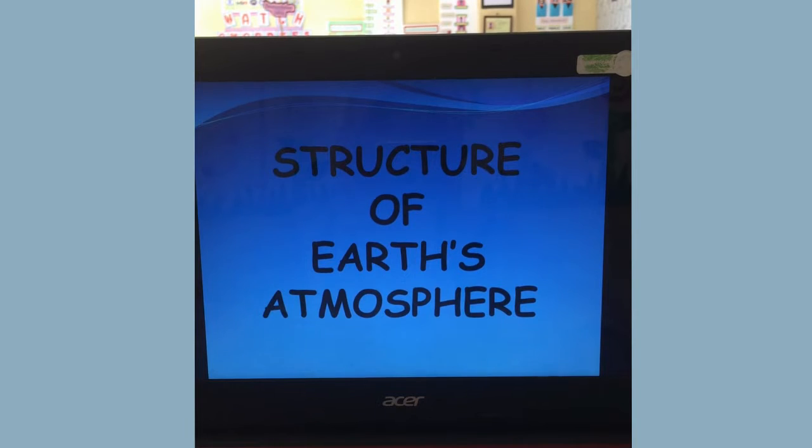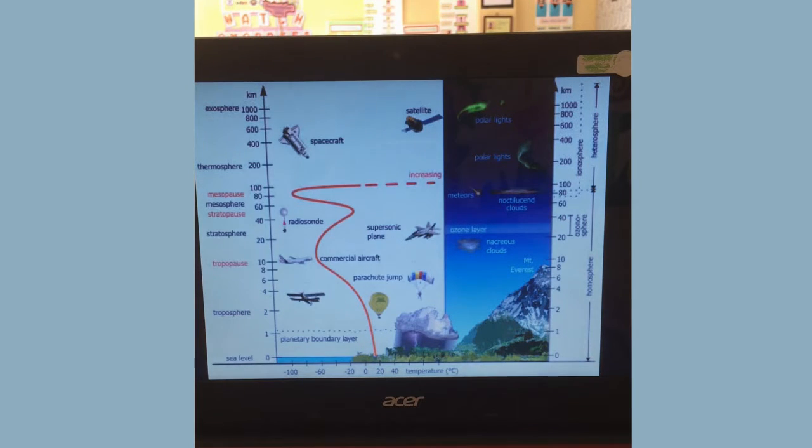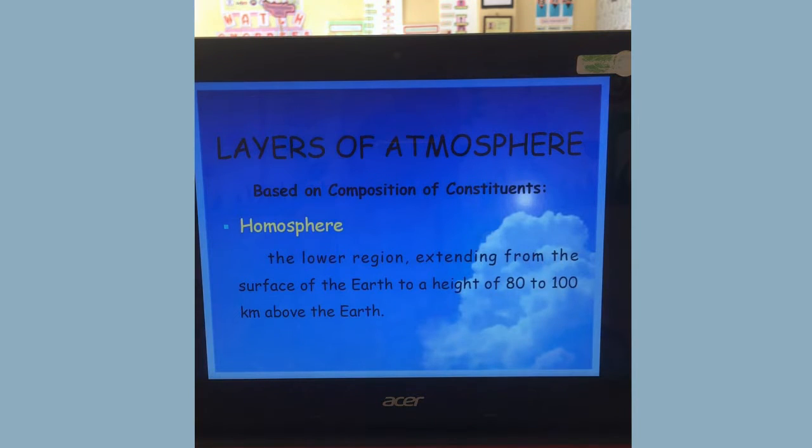So the structure of Earth's atmosphere is composed of two. This is what our atmosphere looks like. The layers of the atmosphere are based on composition and temperature. Based on the composition of constituents, there are two layers of the atmosphere.